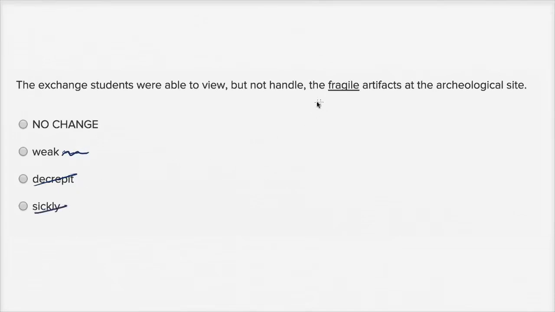So the fact is, I really like fragile here, and all these other ones don't really feel as good. So I'm going to go with no change.